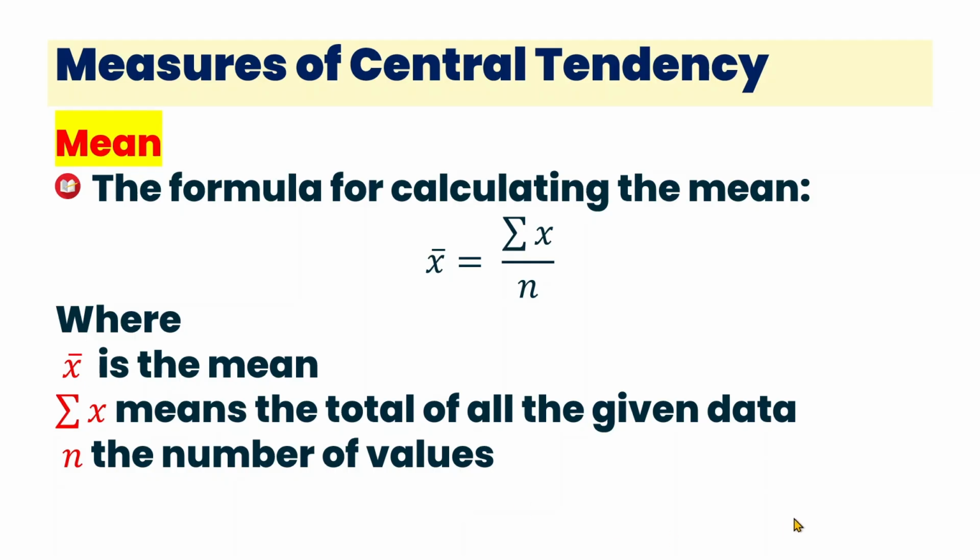The formula for calculating the mean is x bar, that means the mean, is equal to sigma, that is read as summation of, x meaning each of the values or elements in a set, divided by n. The n is the number of values.